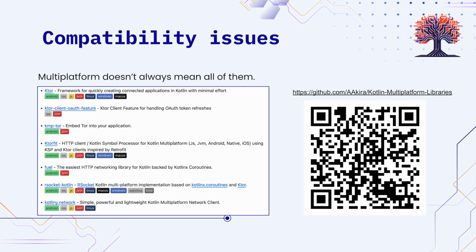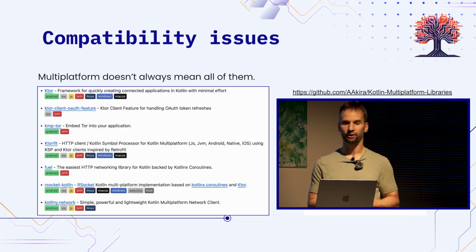And then this one is even more obvious, and I think you will run into it quite early, which is compatibility issues. Because multi-platform doesn't necessarily mean that you will find a library that's suitable for the platform you are targeting in your project. So this QR code and link leads to a very useful project. I recommend checking it out. It has the ambition to enumerate all Kotlin multi-platform libraries there are and categorizes them. And as you can see, it's a mixed bag. Some of them support a range of platforms, but others not so much.